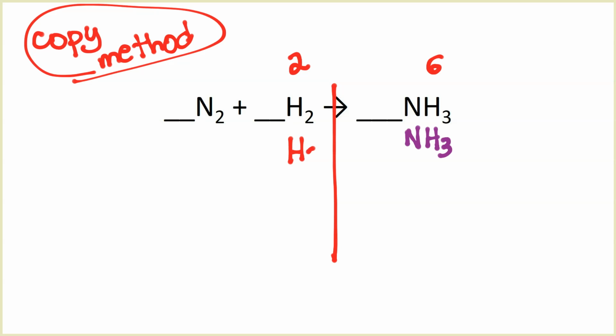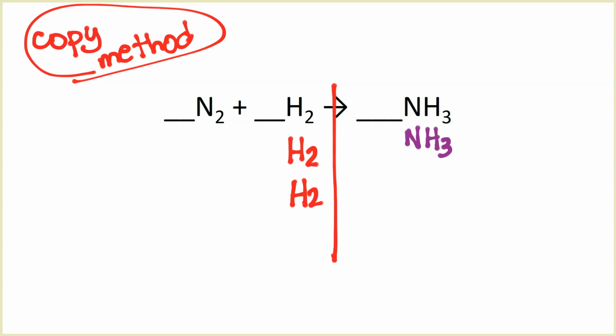So copy H2. Now if I copy it once, look closely. I got 2 H's, 2 H's. The total now is 4. But we need 6, so that's not enough. So what do you do again? Copy it again. See it? Now it's 6. So 6 H's, 6 H's.